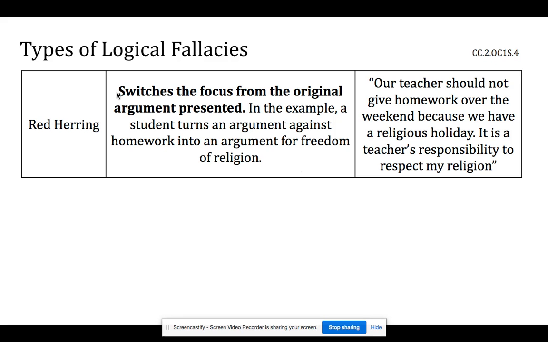So red herring, it switches the focus. A red herring is a fish. And I've seen cartoons where a person is standing there holding a fish and someone's like, why did you bring that here? What does that have to do with anything? So literally, just imagine you're in an argument with someone and all of a sudden they're holding a red fish. And you're like, what does that have to do with anything? That's a red herring. It switches the focus from the original argument being presented.